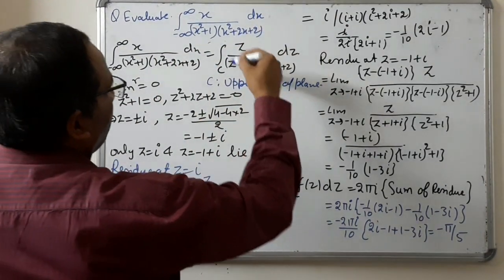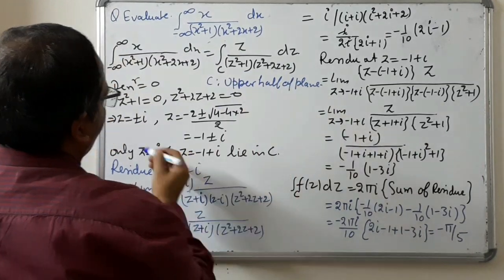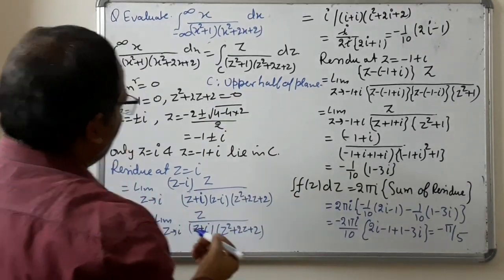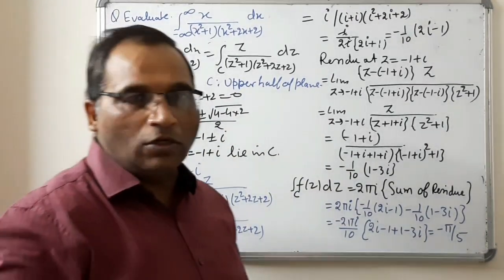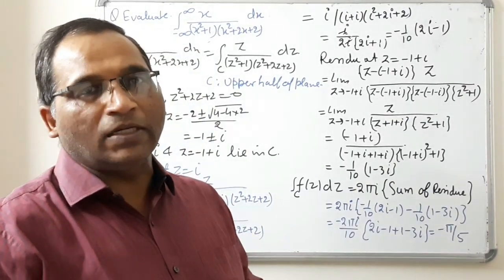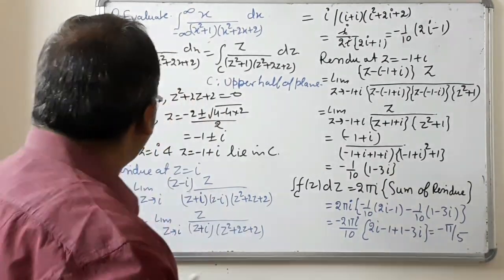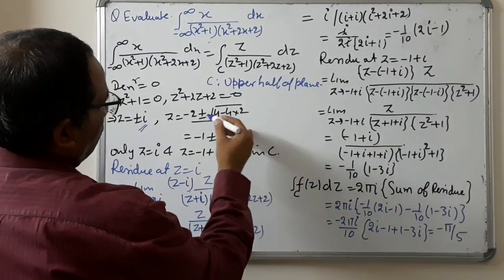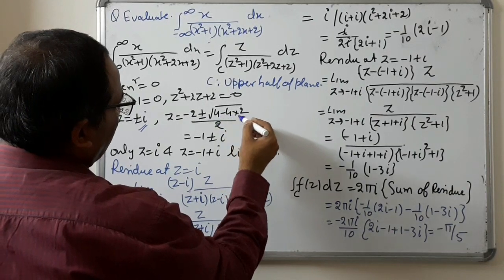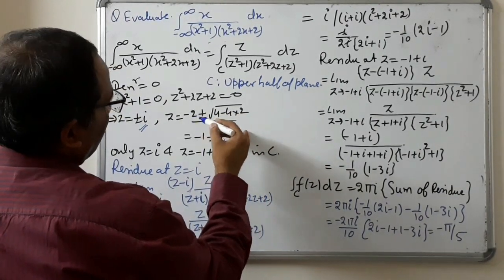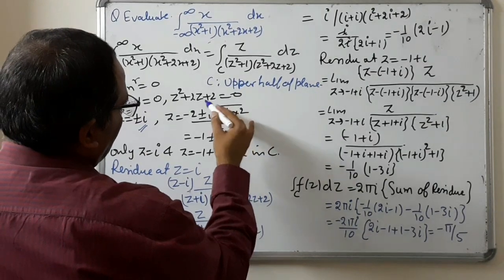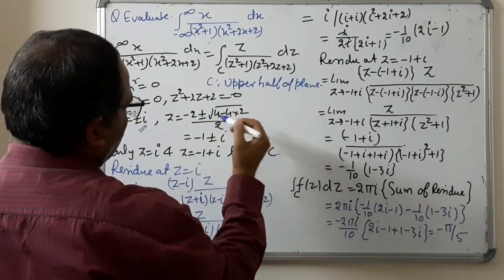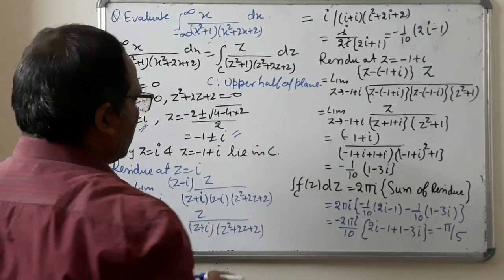So for solving this integration, we put this denominator equal to 0. So we get z square plus 1 equal to 0 and z square plus 2z plus 2 equal to 0. From the first factor z square plus 1 equal to 0, we get z square equal to minus 1. That means z equal to plus minus i. So we get plus minus i as the first ones. And from the second one, we can write z equal to minus b plus minus root of b square minus 4ac upon 2a. That means minus 2 plus minus root of b square, that is 4, minus 4ac. a is 1 and c is 2. So 4 into 2. From here we get minus 1 plus minus i.